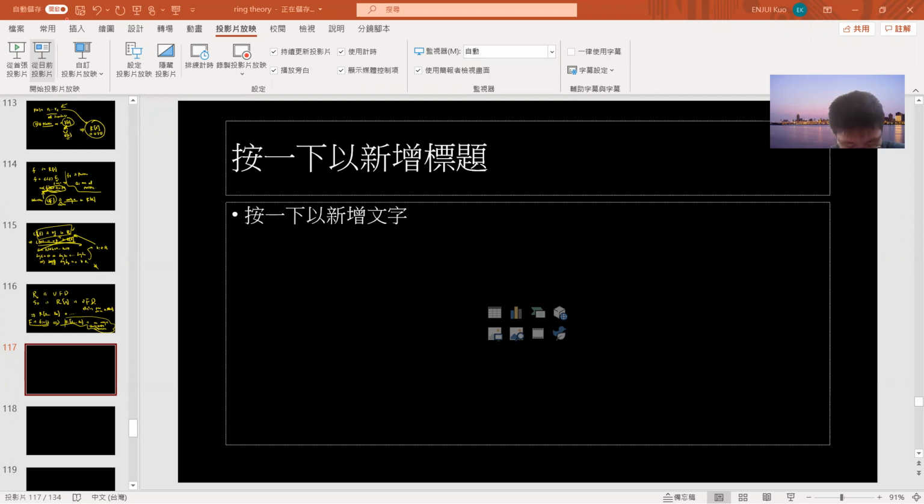Okay, so I want to talk about a particular ring, which is a Euclidean ring, the Gaussian integers. And then we will use the Gaussian integers to prove the theorem proved by Fermat.